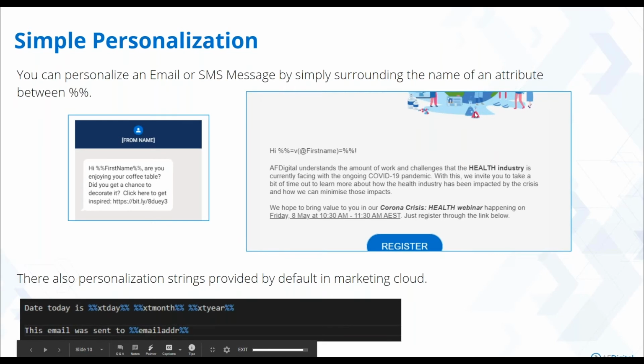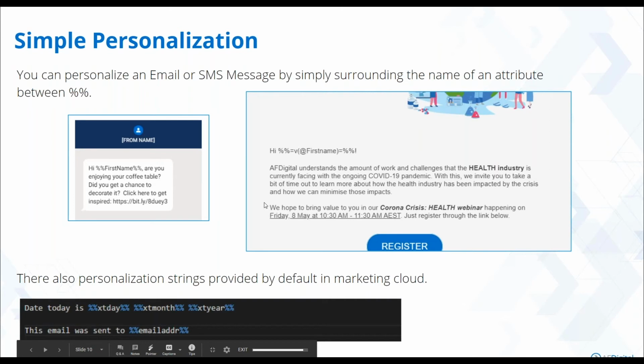Also, there are different types of default Marketing Cloud personalizations. For example, as displayed below, the date today is %%xtday%%, %%xtmonth%%, and %%xtyear%%. It's going to be displaying the day today. Another example here is emailaddr, which is a default Marketing Cloud personalization. We use this a lot on our email templates. If you want to display, like, this email was sent to, at the bottom of the page, and then display your client's email. A sample of that one.